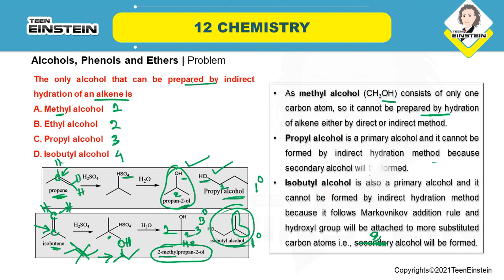But when it is ethyl alcohol, then the starting material is H2C=CH2. That means ethyl is 2 carbon, so the starting material must be 2 carbon. Now this is a symmetrical alkene, so whether the negative part is attached to this carbon or this carbon doesn't matter. So this is the only alcohol that can be prepared by indirect hydration of an alkene. So this will be the correct option, that is ethyl alcohol. Okay.